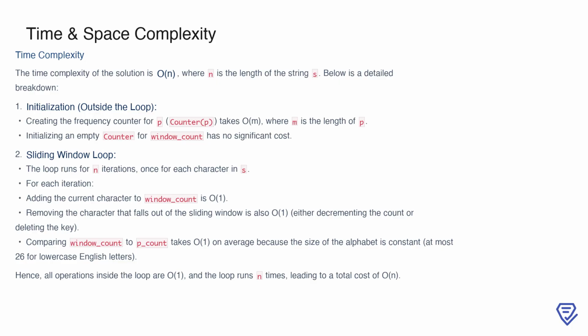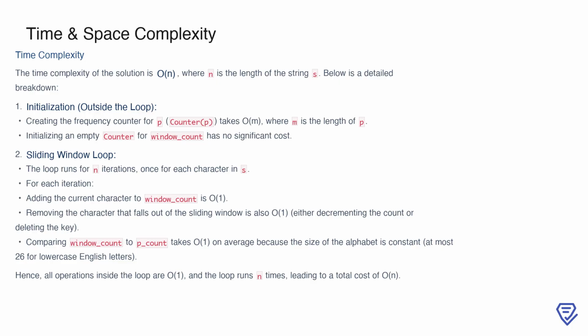Let's break this down step by step. First, during initialization, we create a frequency counter for P using the Counter function. This operation takes O(m) time, where m is the length of the string P. Initializing an empty counter for our sliding window doesn't add any significant cost. Next, within the sliding window loop, we iterate through each character in S, which happens n times. For each iteration, updating the window, whether it's adding a character to the window count or removing one that falls out, takes O(1), since these operations involve either incrementing, decrementing, or deleting a key, all of which are efficient.